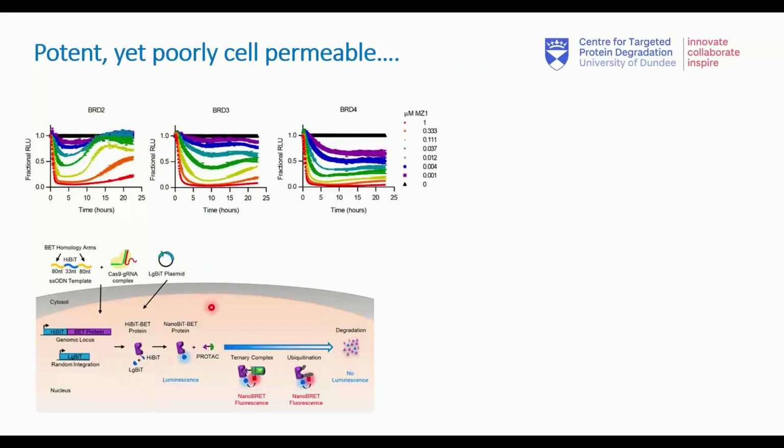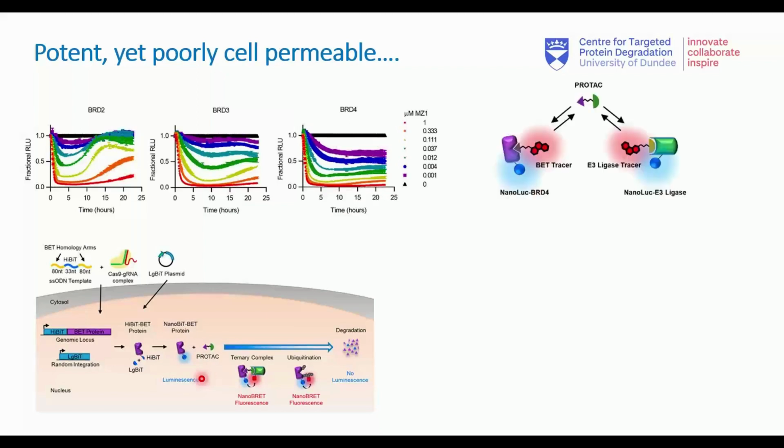So how this HiBit works, just quickly, is the HiBit tag, which is just several amino acids, is knocked into the N-terminus of a target protein by CRISPR-Cas9. This is now endogenously expressed in the cell, and this then meets the large bit inside the cell, and once these are complementary to each other, you get luminescence. And then when you add the PROTAC, once the target protein is being degraded, you get a loss of signal, a loss of luminescence.